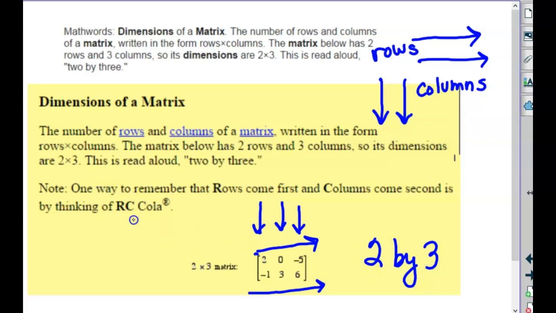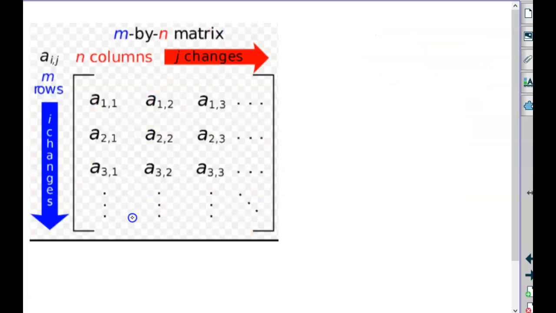This is a cute way to remember it. It says, think of RC Cola. It's rows and then columns. Do some of you even know what RC is? Okay. It's like poor man's Coke, right? It's fine. Yes. It's cheap.